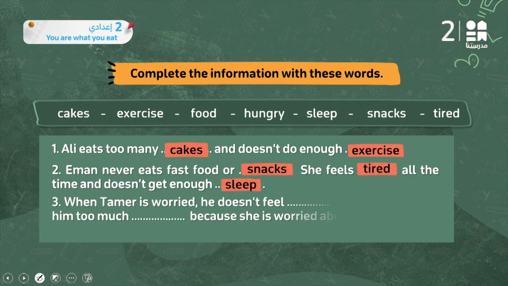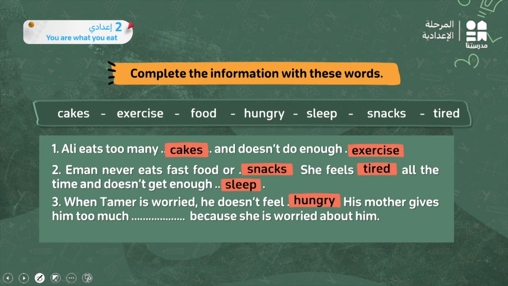Okay. Number 3, when Tamer is worried, he doesn't feel hungry. His mother gives him too much space because she is worried about him. So she gives him too many snacks. Okay.